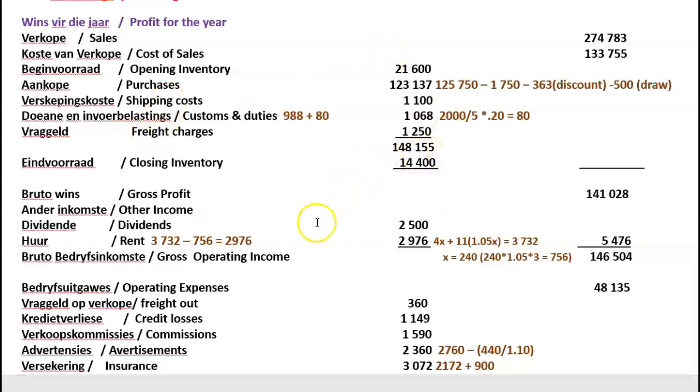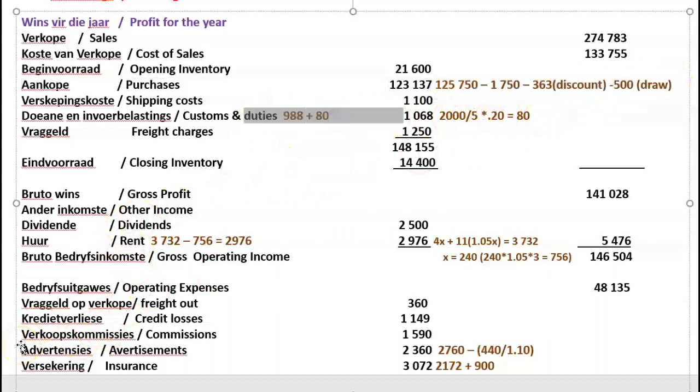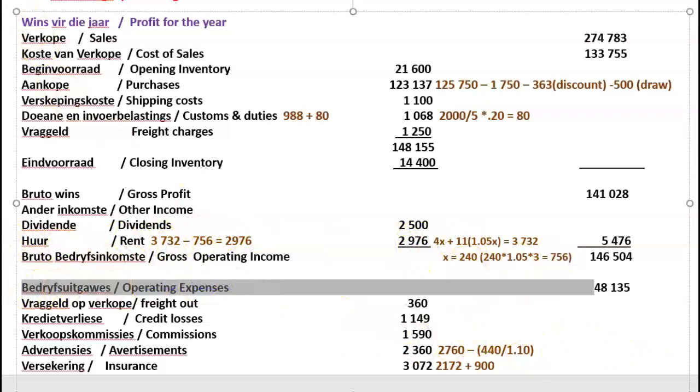What I would like to show you though is just a few of them. That purchases will be after we have done all the adjustment entries that we've already discussed. Customs and duties is after we've added the 80 Rand, which we've already discussed. Here was a 756 Rand, which was rent received in advance, which we have already discussed. Now what I would like to show you here is operating expenses.